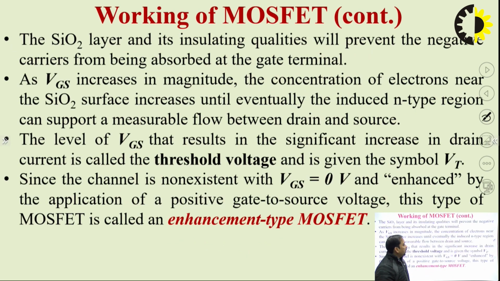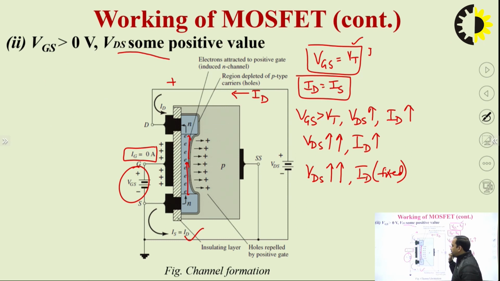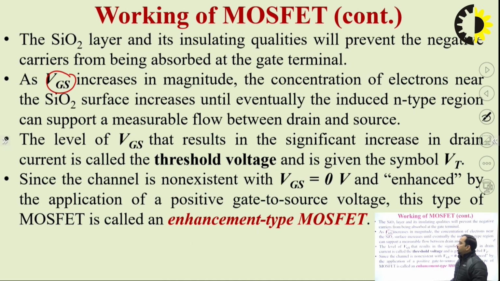Now we can see here that as VGS increases, we will fix the value of VDS and increase the value of VGS. If VGS further increases, more electrons are attracted in this direction, and as a result the width of the channel increases. And if the width of the channel increases, more electrons are in the channel area, and as a result ID increases. So the relationship here is that as gate to source voltage increases, the concentration of electrons near the SiO2 surface increases, and eventually the current further increases.